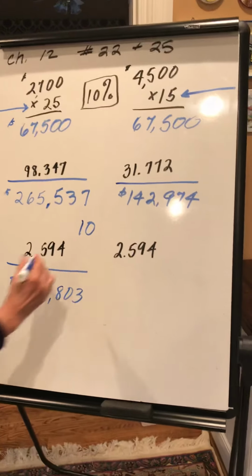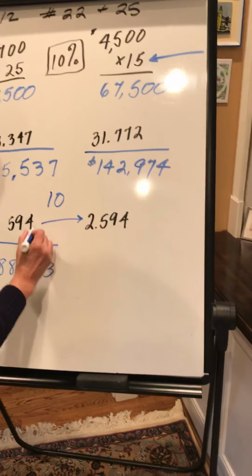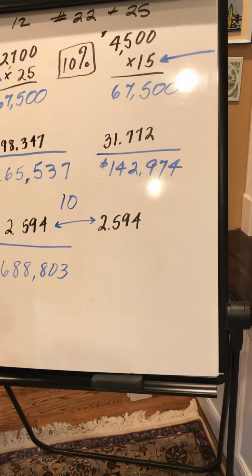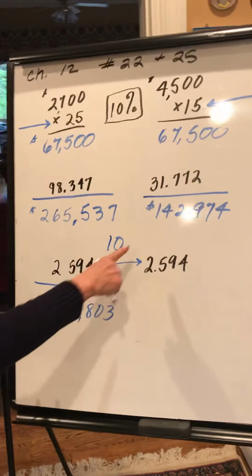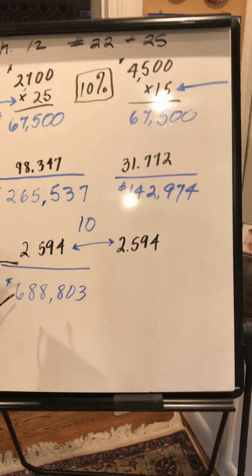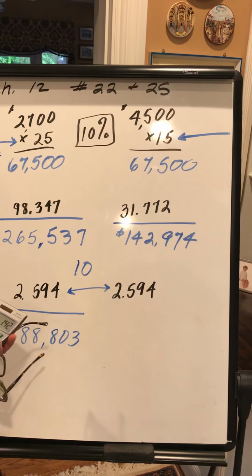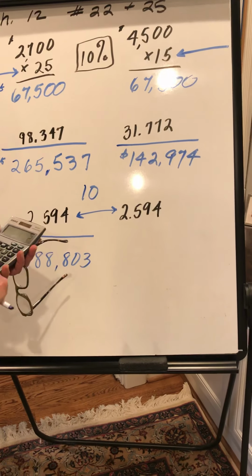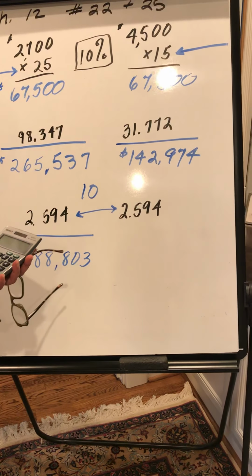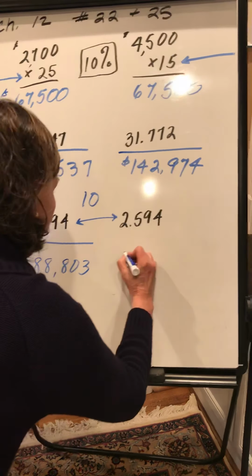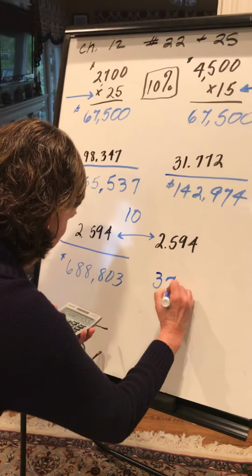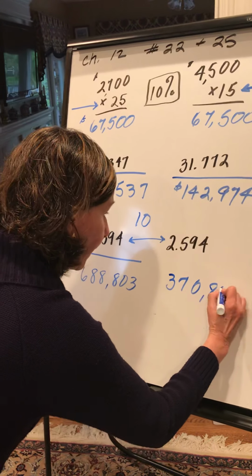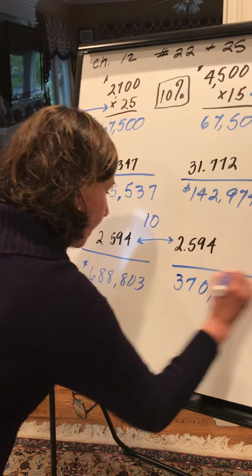Notice, by the way, the factor is the same now because it's a future value of $1, so it's 10 years for both. So now I'll take the $142,974 times 2.594, which is $370,875, round numbers.